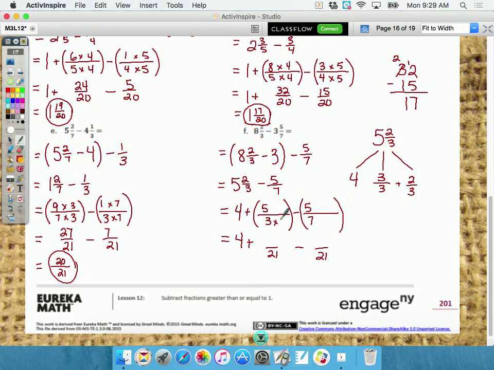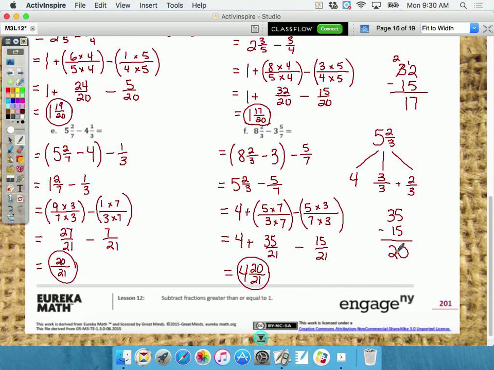3 times 7 equals 21. What's 5 times 7? 35. And 5 times 3 is what? 15. Okay, 35 minus 15, what is it? 20. So 4 and 20/21. Now, if I needed to, could I rewrite 35 minus 15 over here just to make sure I'm subtracting correctly? Yes, I could.